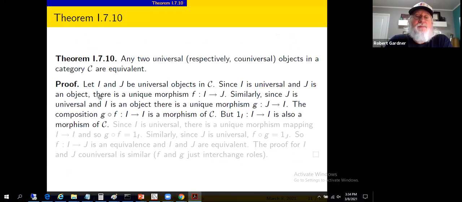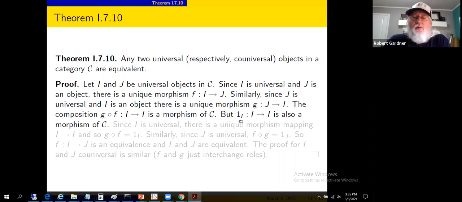Okay. Suppose I and J are both universal objects in category calligraphy C. Since I is universal and J is an object, any old object, then there's a unique morphism F that maps from I into object J. Now reverse the roles of I and J. Similarly, since J is universal and I is an object, then there's a unique morphism, call it G, mapping universal object J into object I. So if we take the composition, G composed with F, that maps I into itself. Composition of morphisms is a morphism. That's in the definition of category.